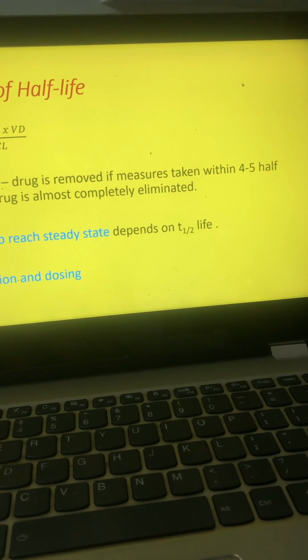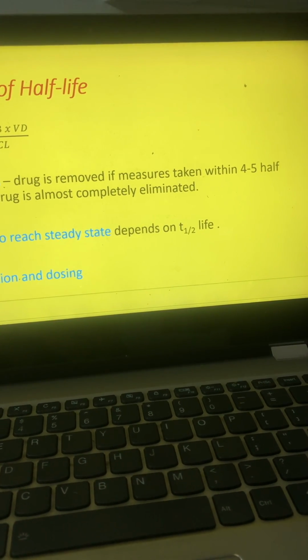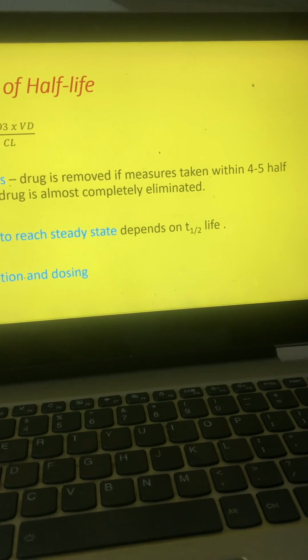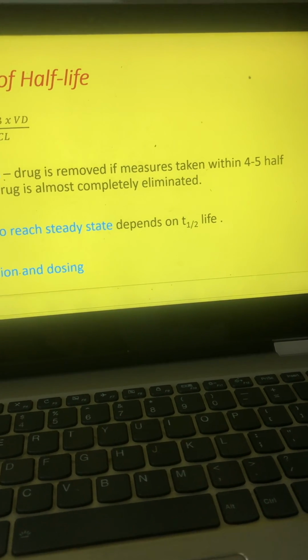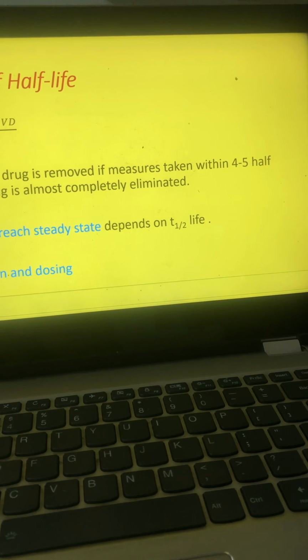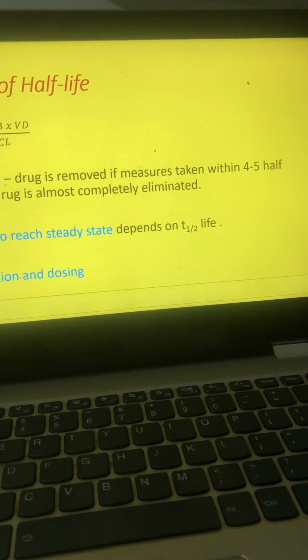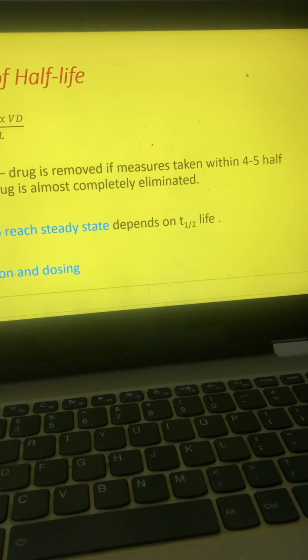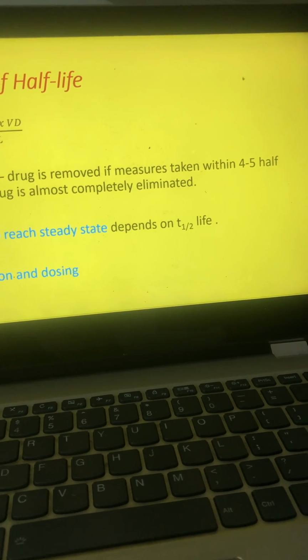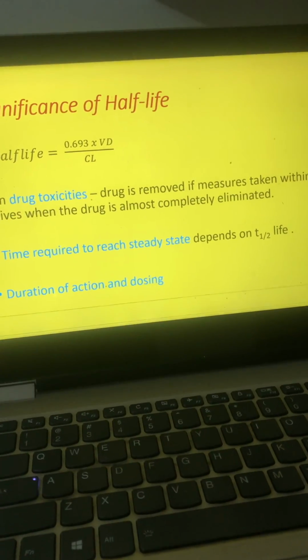Drugs with a short half-life reach steady state rapidly, because the time required to reach steady state depends on half-life. Drugs with a long half-life take days to weeks to reach steady state, so we need a loading dose of the drug or a higher dose. In drug toxicities, the drug is removed, as I have told. Then duration of action and dosing: half-life determines this.